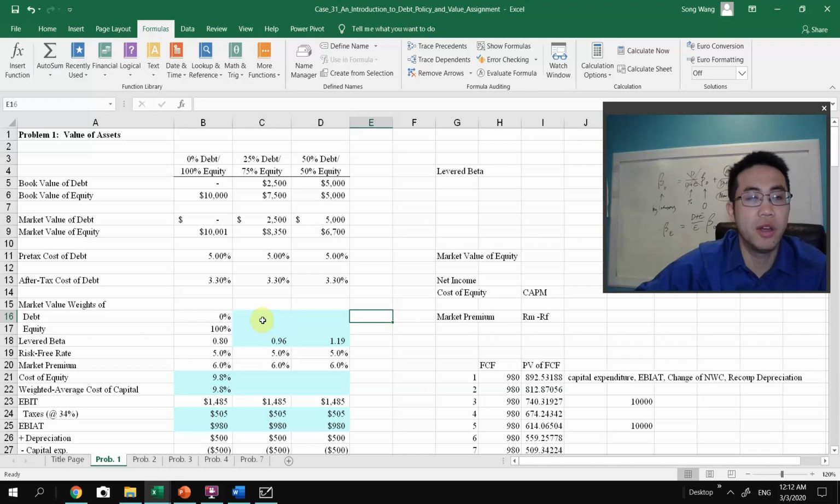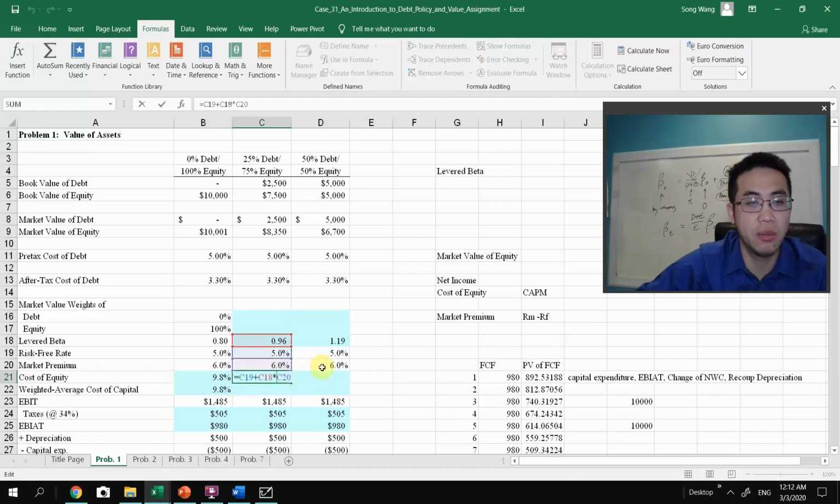And then if I need to calculate the cost of equity, I just simply need to drag it all the way to the right. So this would give me a 10.7%. This would give me a 12.2% for cost of equity based on the levered beta and the same risk-free rate and the same market premium.